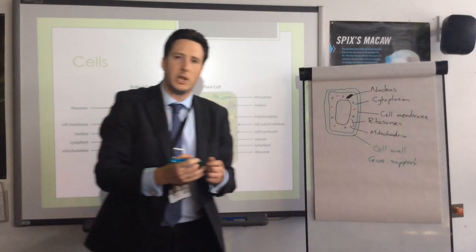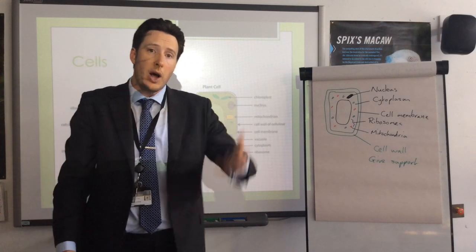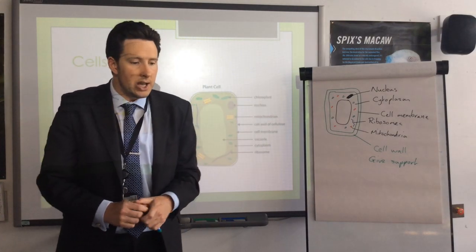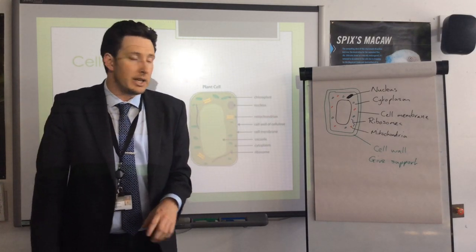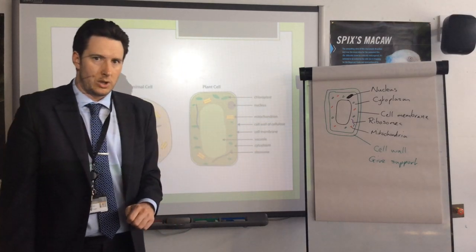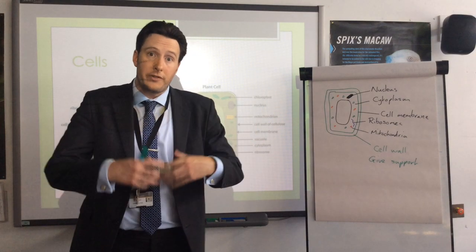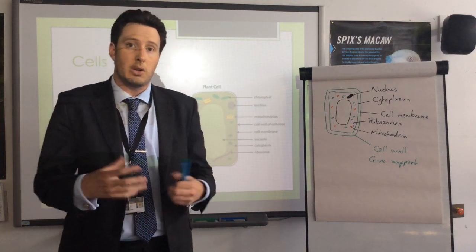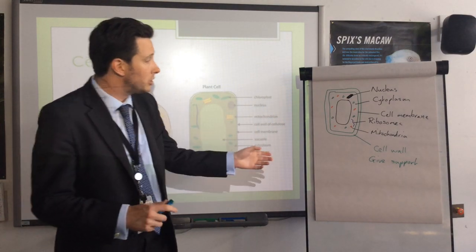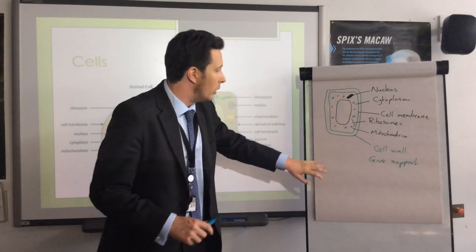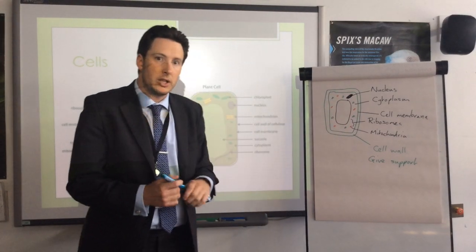Why is that important? It's because plants need to grow upwards. Why do they need to grow upwards? Because they need to get to light. Okay, so plants need to grow upwards towards light, whereas animals often have a skeleton of some sort inside them that provides that support. Plants don't. So they need that cell wall to actually give them the support so they can grow up towards the light.